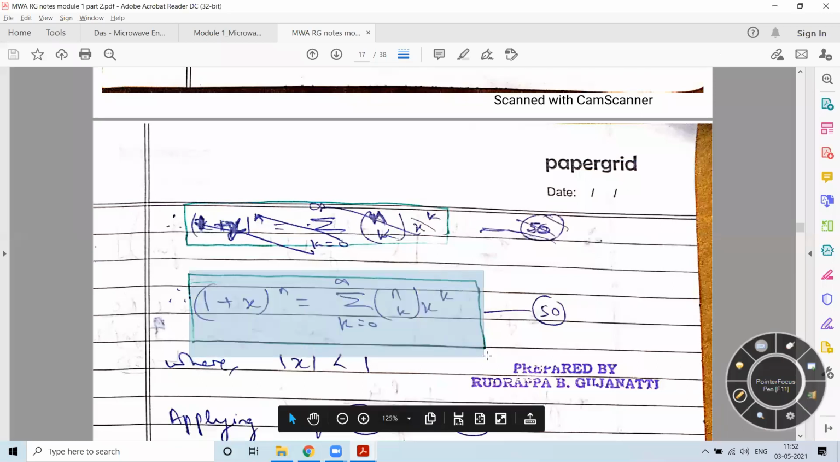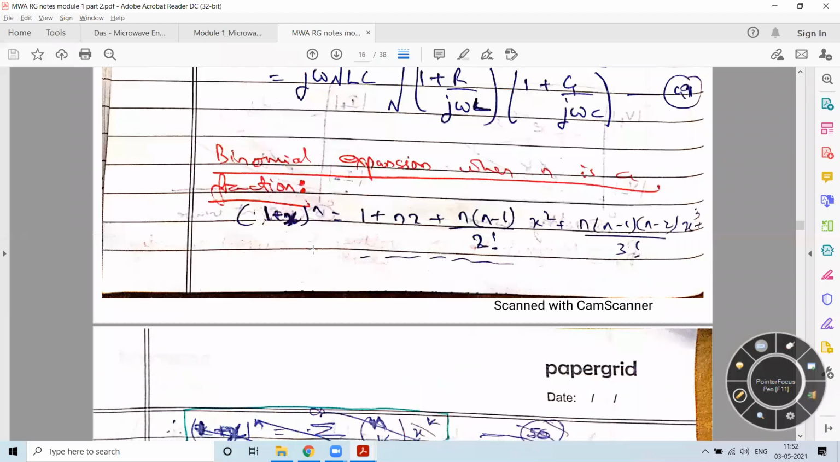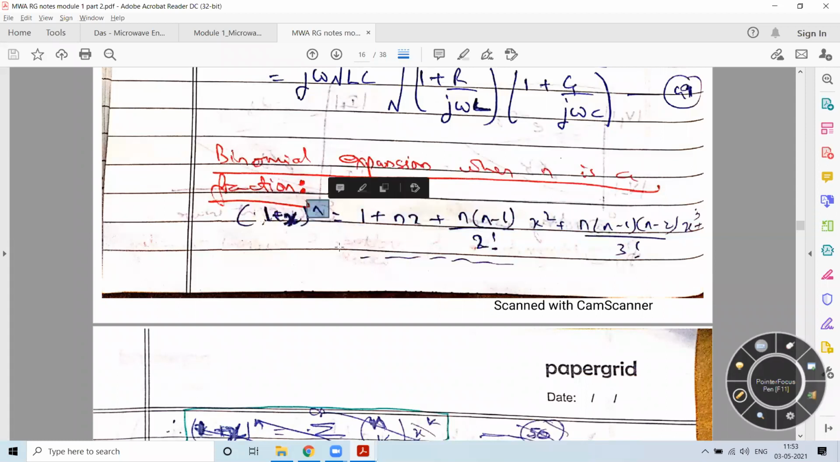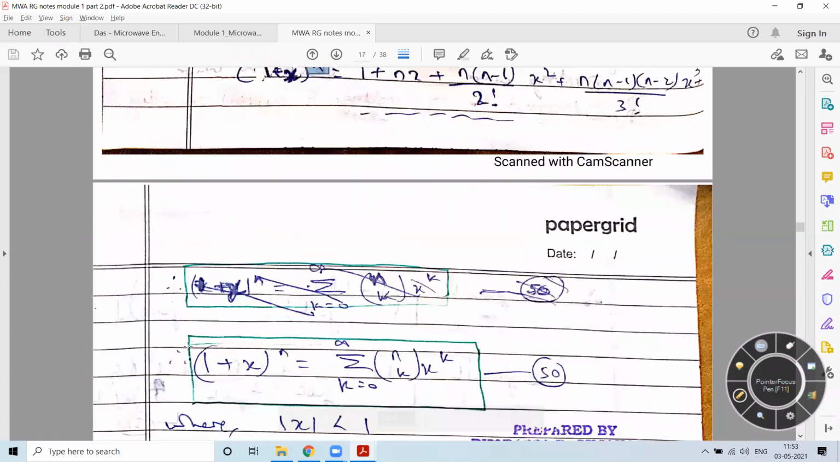So we'll be applying this binomial expansion, that is (1 plus x) raised to n is equal to 1 plus n into x plus n into (n minus 1) divided by 2 factorial into x raised to 2, plus n into (n minus 1) into (n minus 2) divided by 3 factorial into x raised to 3, and so on. So we'll be continuing with this binomial expansion. This equation is utilized when n is a fraction.